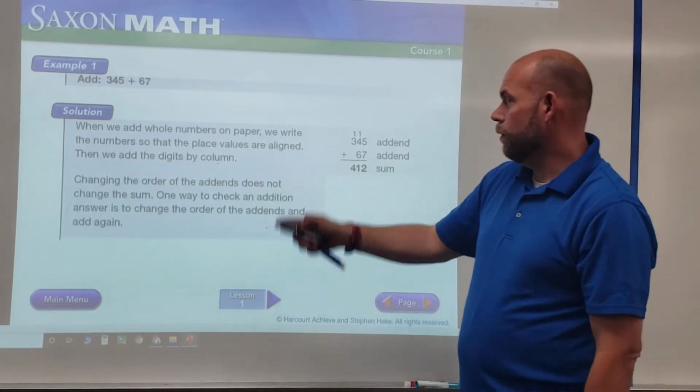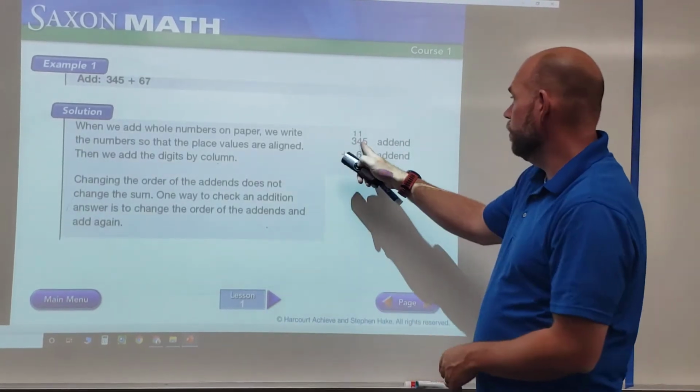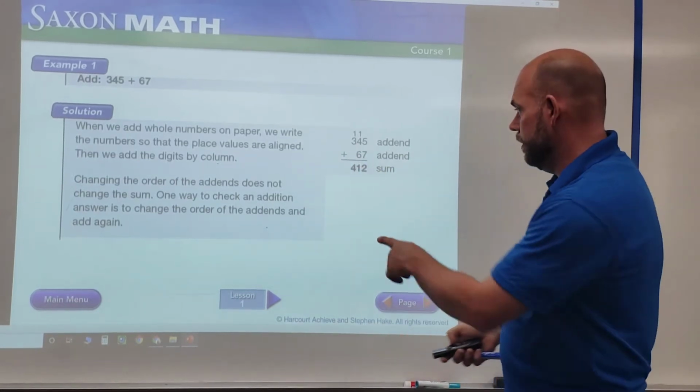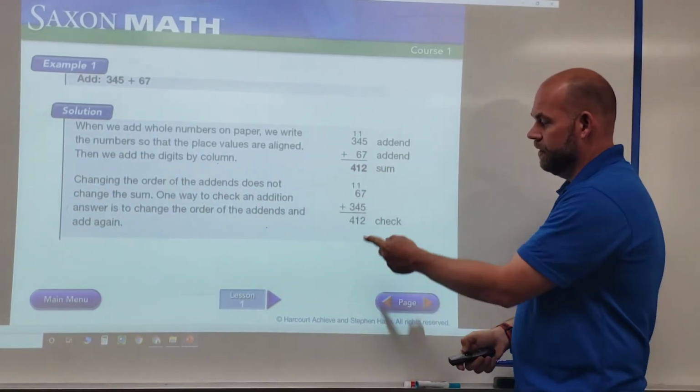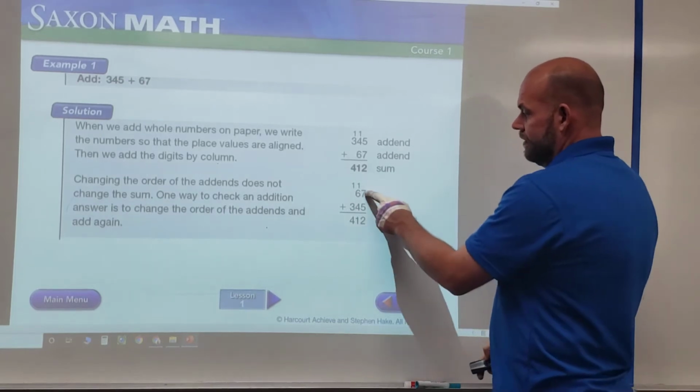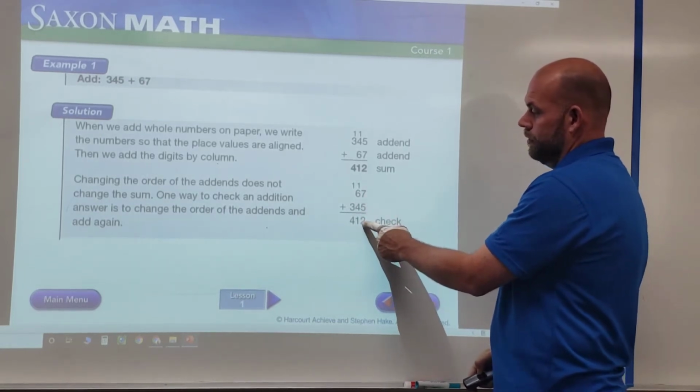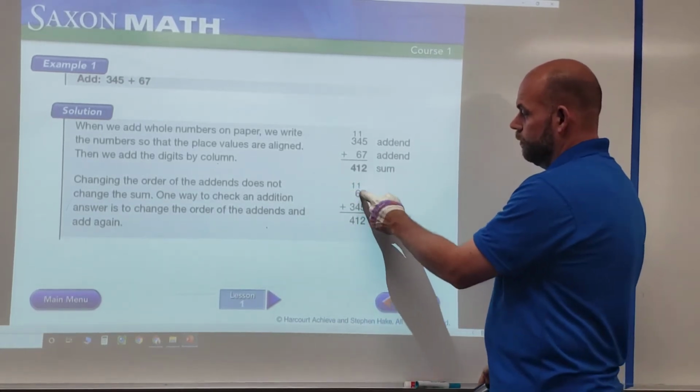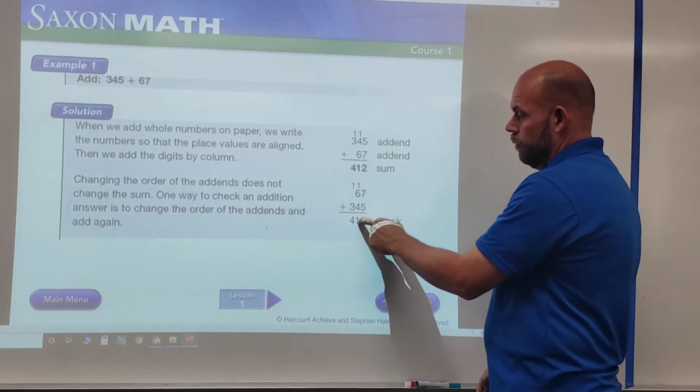All right, changing the order doesn't matter. So if we switch the 345 with the 67, here, let me just show you. Put 67 on top, 345 on the bottom. 7 plus 5 still equals 12, so we put a 2, carry the 1. 6 plus 4 is 10, plus 1 is still 11. 1 and carry the 1.